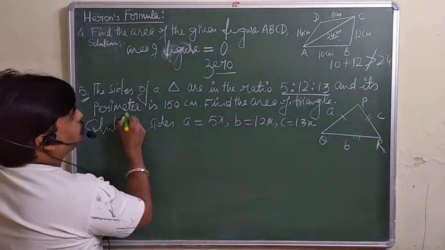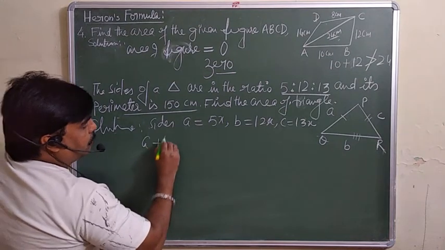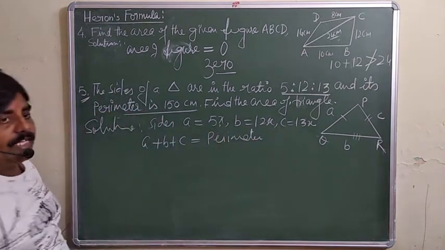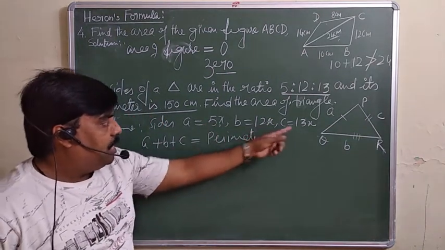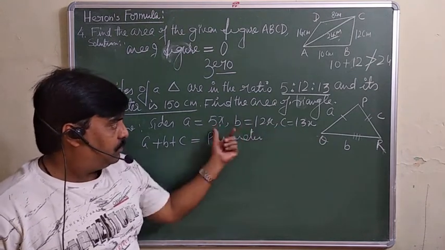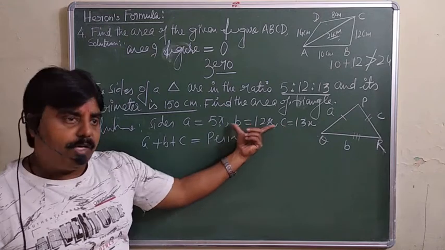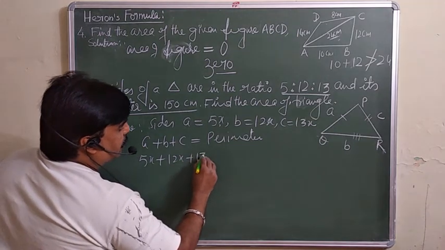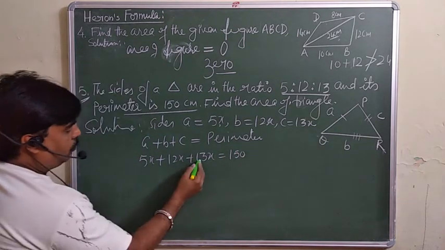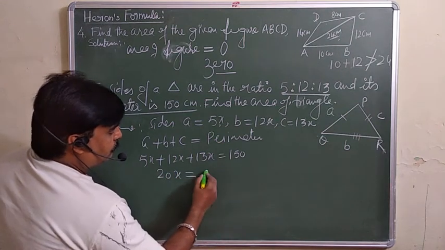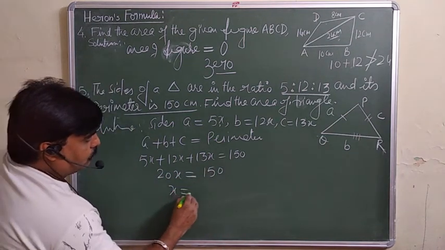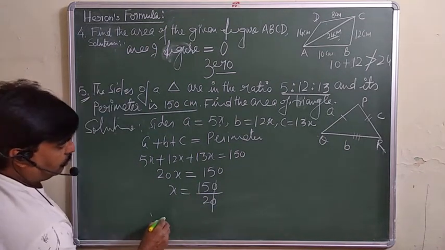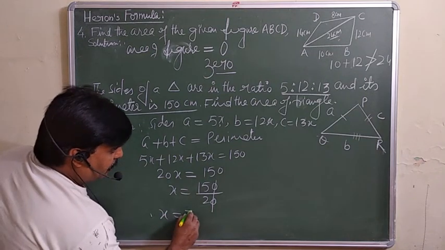But the perimeter is already given. So from here, A plus B plus C will be the perimeter of this triangle. So from here we can find out the value of x. You can put the value of x here. You will get these sides. Then you can apply Heron's formula. So here 5x plus 12x plus 13x is equal to 150. So here you will get 20x is equal to 150. So x is equal to 150 over 20. Therefore x is equal to 7.5.